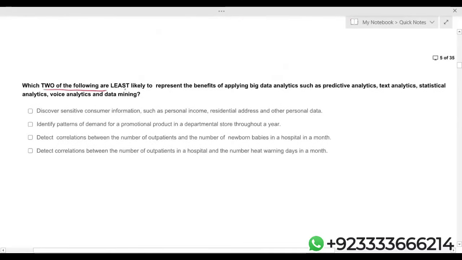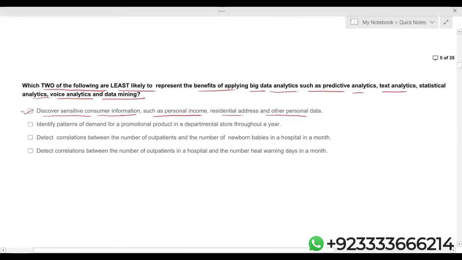Which two of the following are least likely to represent the benefits of applying big data analytics, such as predictive analytics, text analytics, statistical analysis, voice analytics, and data mining? Which two of the following are least likely? Let's see. Discover sensitive consumer information such as personal income, residential address, and others. No, sir, this is not possible. Nobody is going to give you.